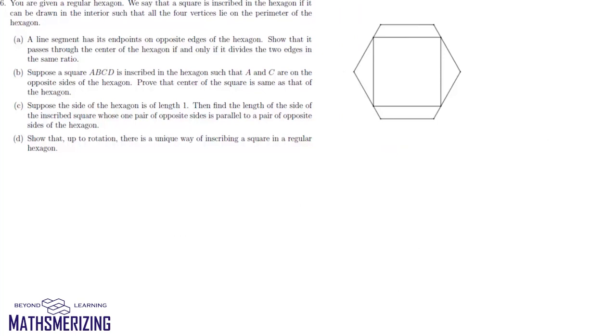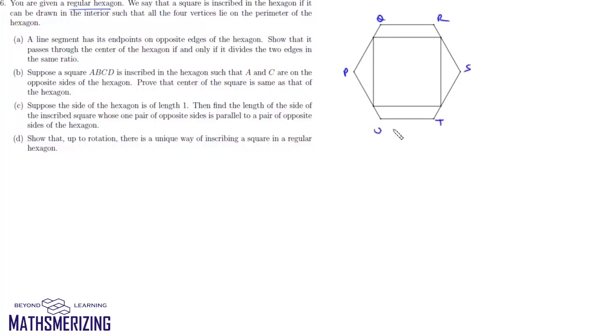Now the next question is, you are given a regular hexagon. We say that a square is inscribed in a hexagon if it can be drawn in the interior such that all 4 vertices lie on the perimeter of the hexagon. Now the first question is, if a line segment has its end points on opposite edges of the hexagon, we need to show that it passes through the center of the hexagon if and only if it divides the 2 edges in the same ratio.